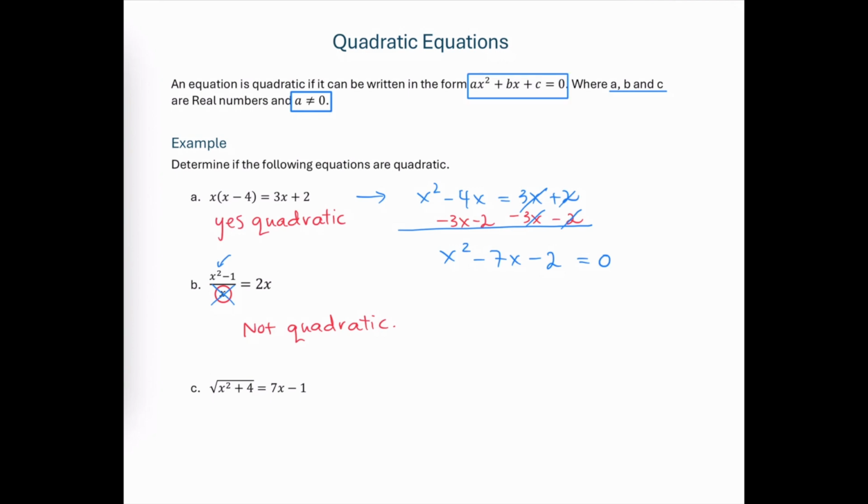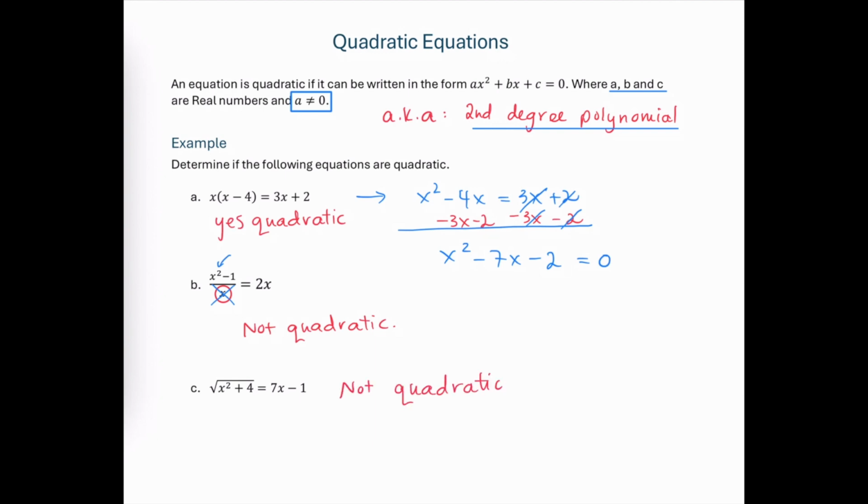And similarly in part C, we see that we do have the x squared term, but it's under a radical. We can't have any x's under a radical. We can't have any x's in the denominator. As a matter of fact, a quadratic is also what we call a second-degree polynomial. And so this equation down here in part C is also not quadratic. We would call that one a radical equation.